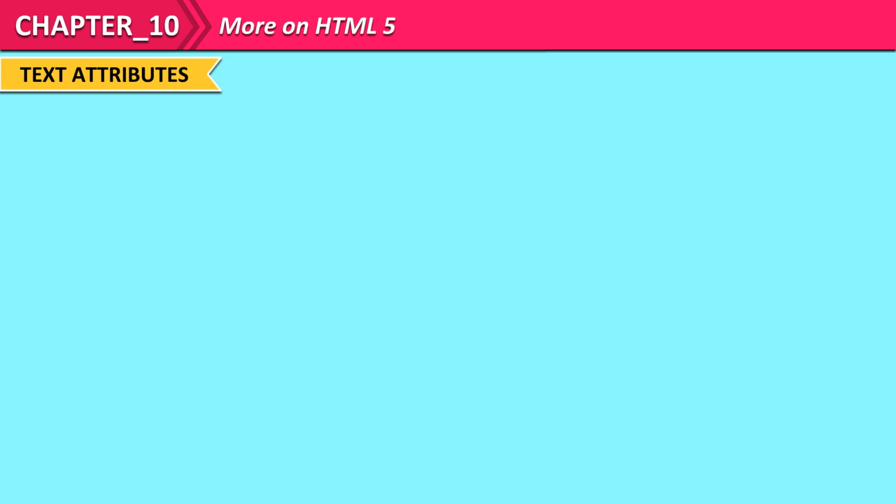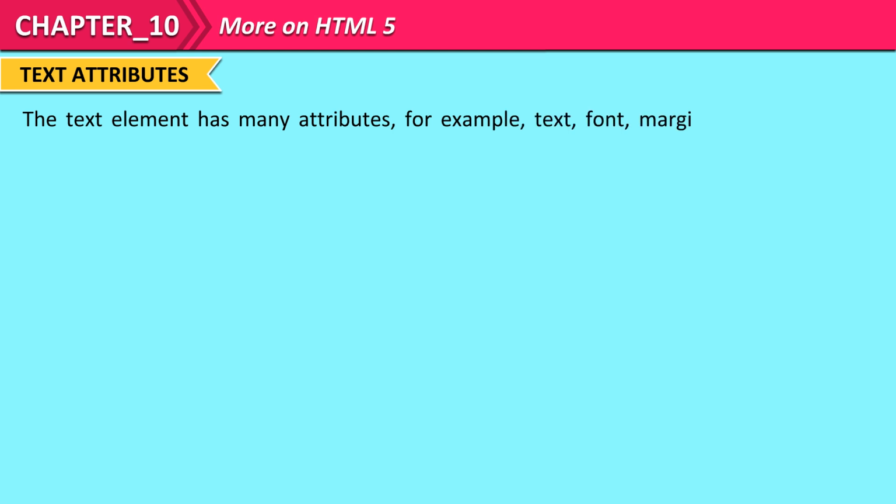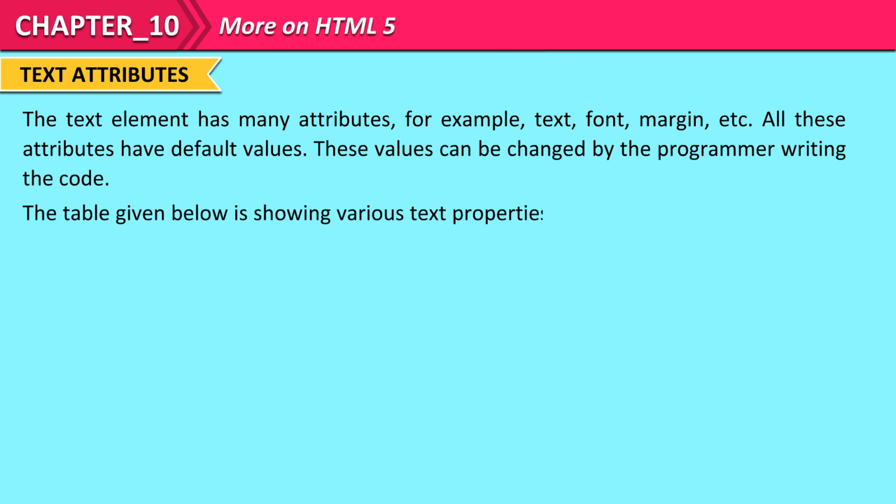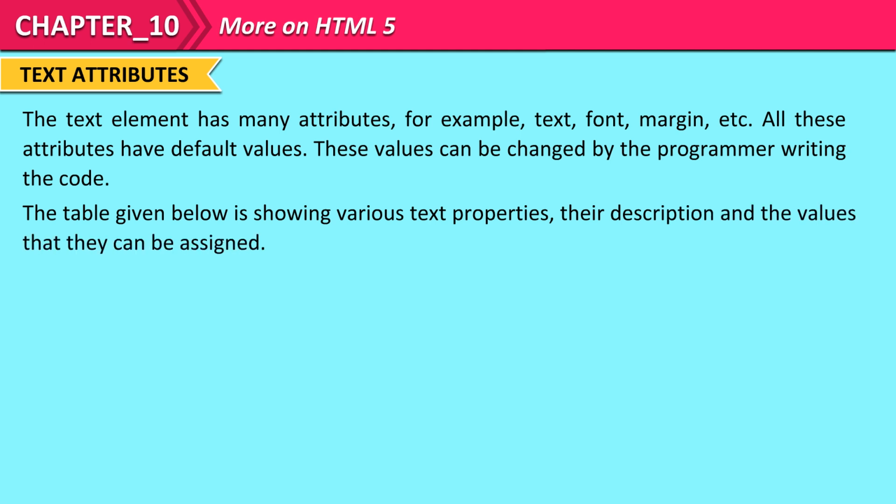Text attributes. The text element has many attributes, for example, text, font, margin, etc. All these attributes have default values. These values can be changed by the programmer writing the code. The table given below is showing various text properties, their description, and the value that they can be assigned.